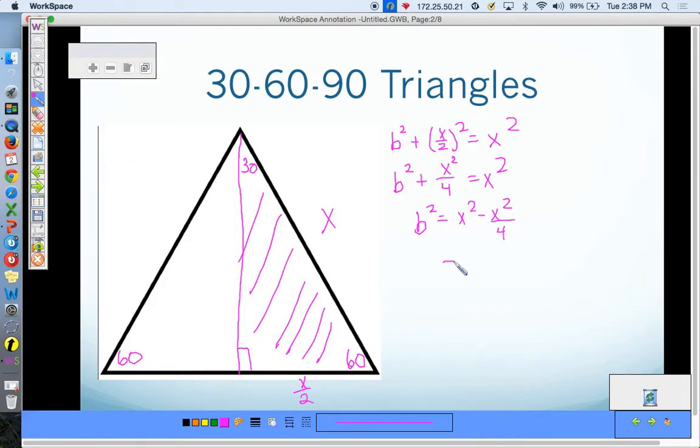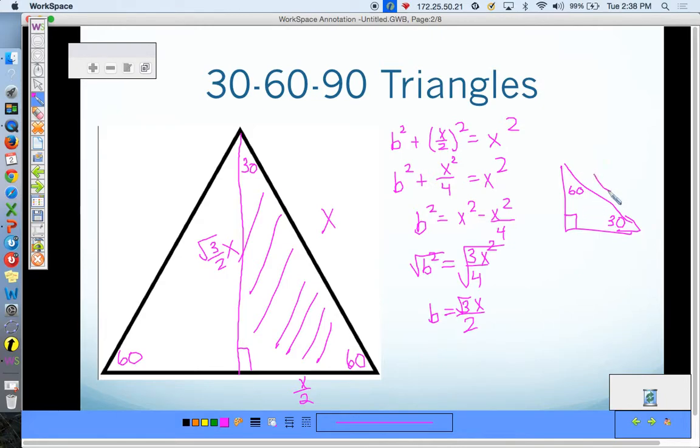Well, this would be 3/4 x squared. If we take the square root, we end up with b equals the square root of 3 over 2 times x. So that's one triangle's ratios. If we have this 30, 60, 90 triangle, and our hypotenuse is x, opposite 30 is half of that, and then we have the square root of 3 over 2 times x.